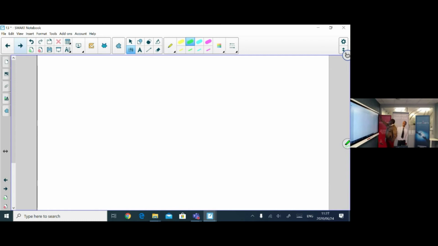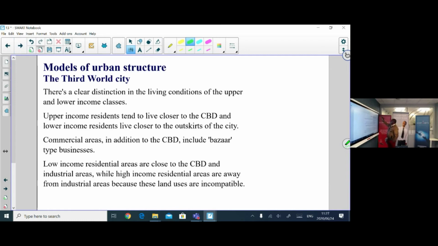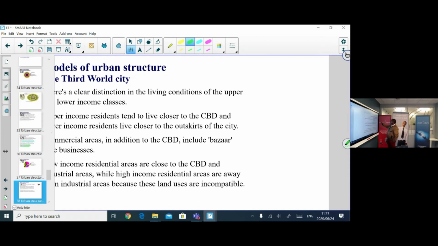This was just a page, we don't need it. Let's look at this. Right.